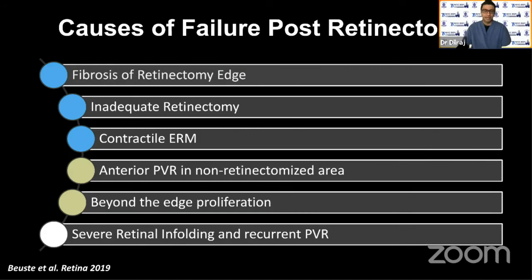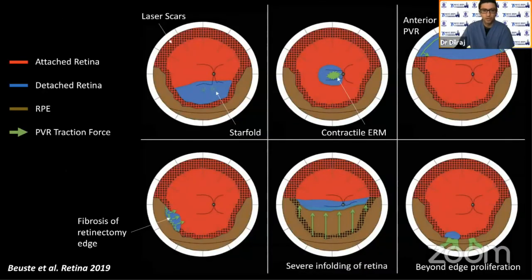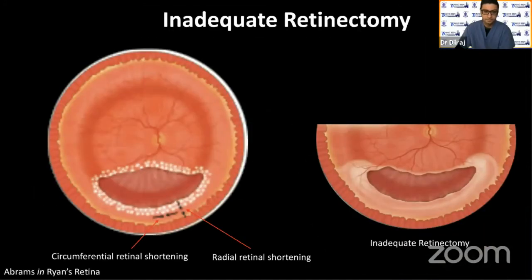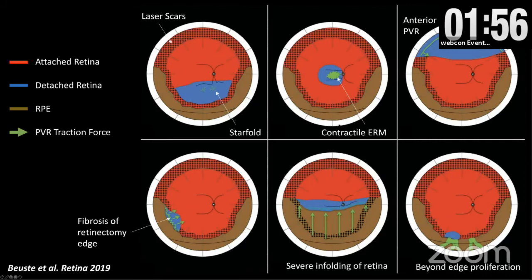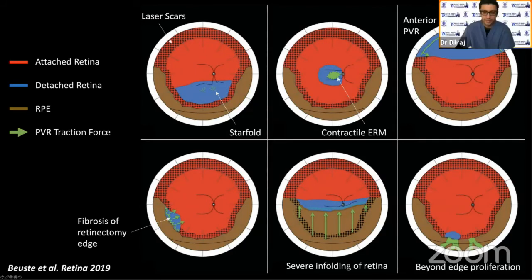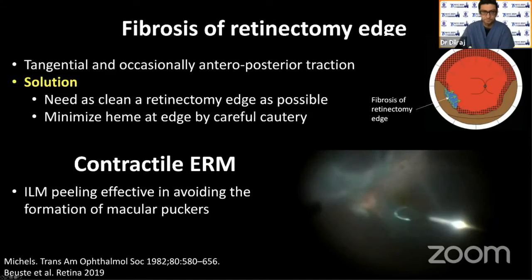You could get anterior PVR in the non-retinectomized area. And that's why it's important to remove this area when you're performing a retinectomy. You can get beyond the edge proliferation. And lastly, severe retinal infolding and then recurrent PVR. So let's look a little bit about what these mechanisms look like. So you can get a star fold or a recurrent epiretinal membrane that causes the edges of the retinectomy to lift up with similar mechanism of the contractile ERM, fibrosis at the edges of the retinectomy, infolding, and then beyond the edge proliferation.